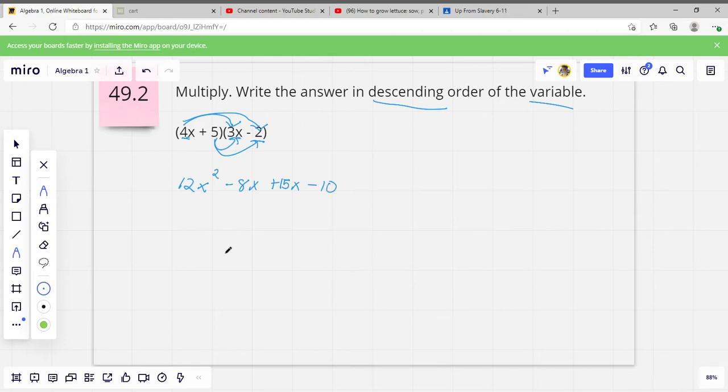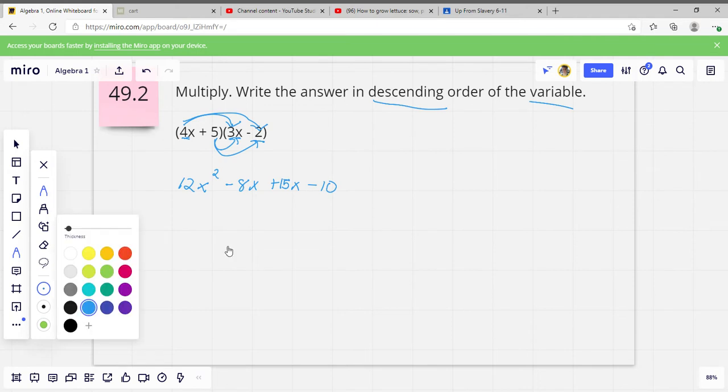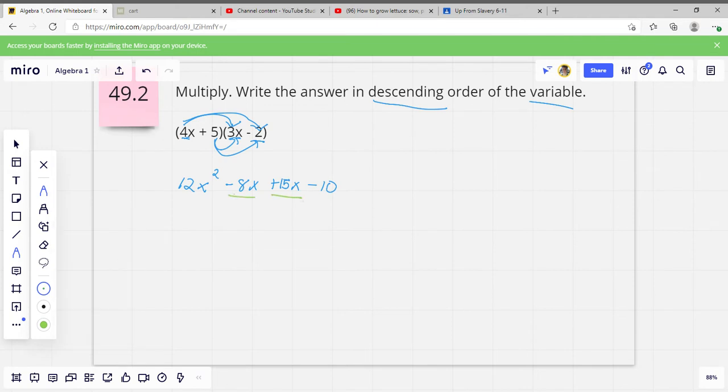Now you'll notice that we have like terms right here that we need to put together. So negative 8x and 15x are like terms, so we're going to put those together. So we're just going to copy these down. 12x squared. And 15 minus 8 would be 7. Positive 7x minus 10. And there's the answer to that one.